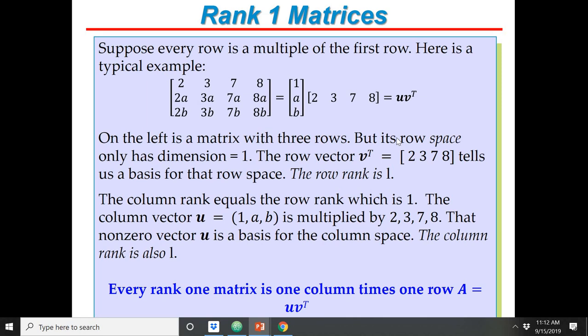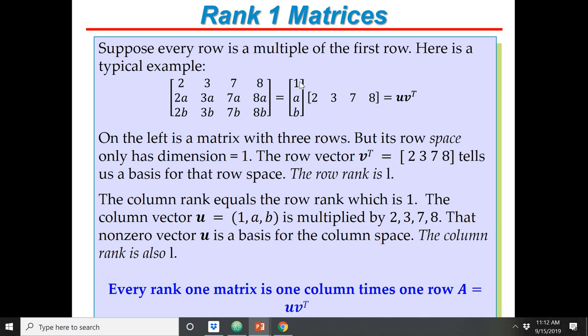Remember, an inner product gives you a scalar. Here, when you multiply a column vector with a row vector, you're actually getting a matrix, in this case a matrix that is 3 by 4. So every column is proportional to this column, and every row is proportional to this row.